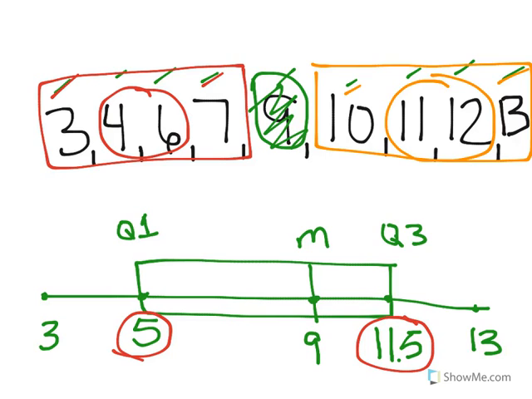So again, on this example, odd amount of numbers, had a true median, which was 9. And I can't use 9 again. I use the numbers to the left to find my Q1, small median. Use the numbers on the right to find my Q3, big median. And that's how you make your box plot.